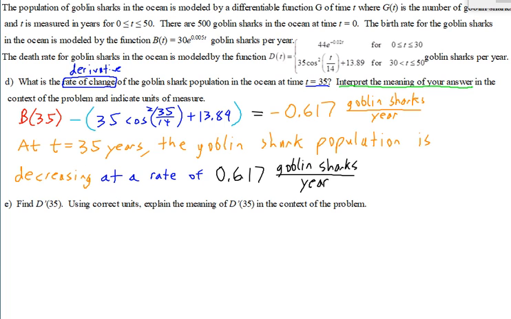Notice I left off the negative sign, and I did that on purpose. That was not a mistake, because we said it's decreasing at this rate. So we already indicated the negative in the word decreasing. If you actually put a negative here, that would be considered incorrect. Because if you say it's decreasing at a negative rate, that's like a double negative in a way.